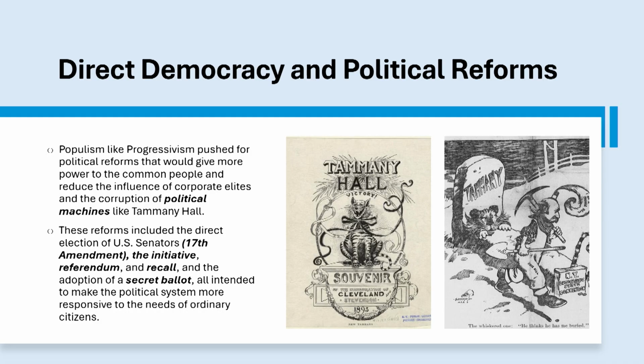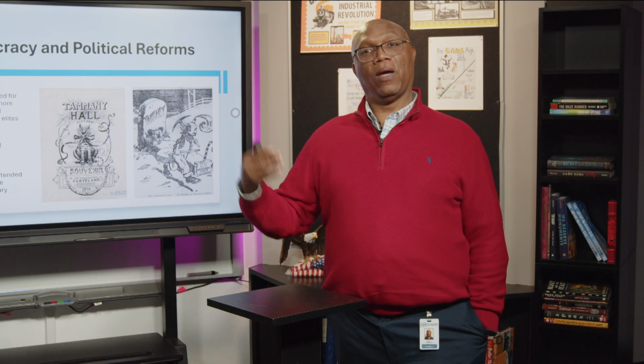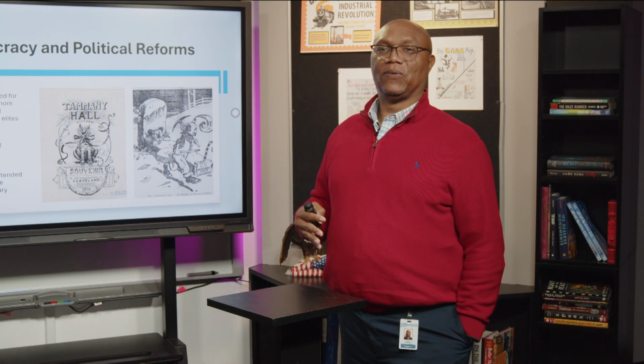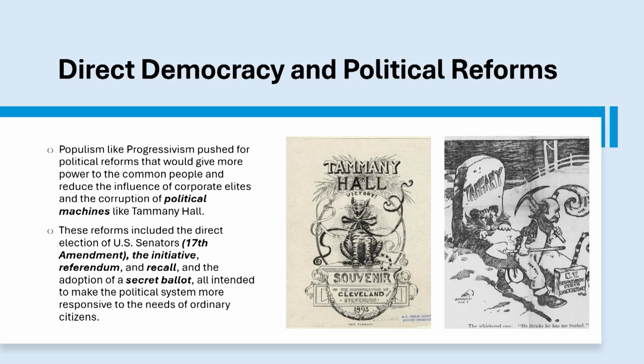And once again, all of these different things, we will go over them a little bit later, and we'll give you some of these things in your fact list. These reforms included direct election of senators, which we talked about with the 17th Amendment, initiative, referendum, recall, which we talked about, and also the secret ballot, all intended to make the political system more responsive to the needs of ordinary citizens.